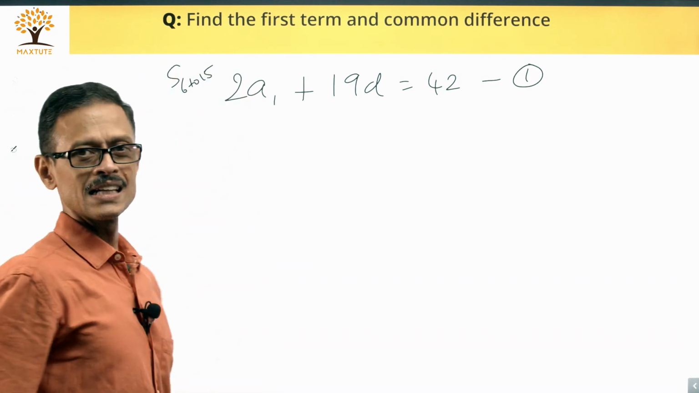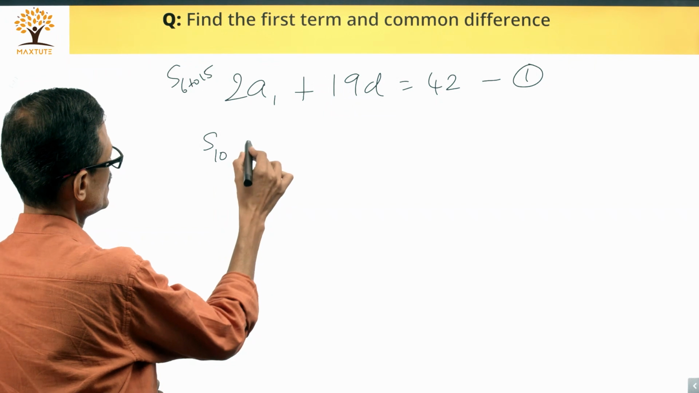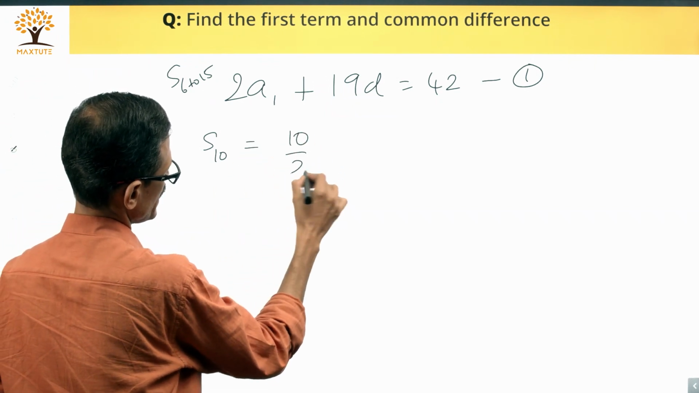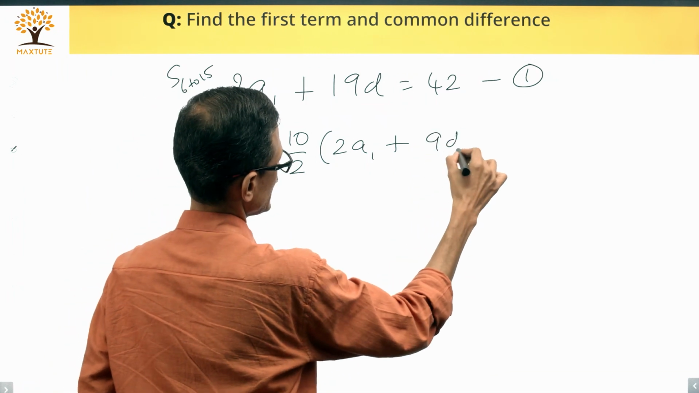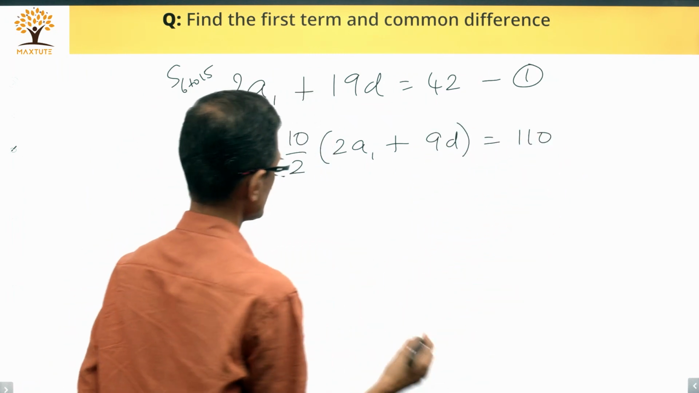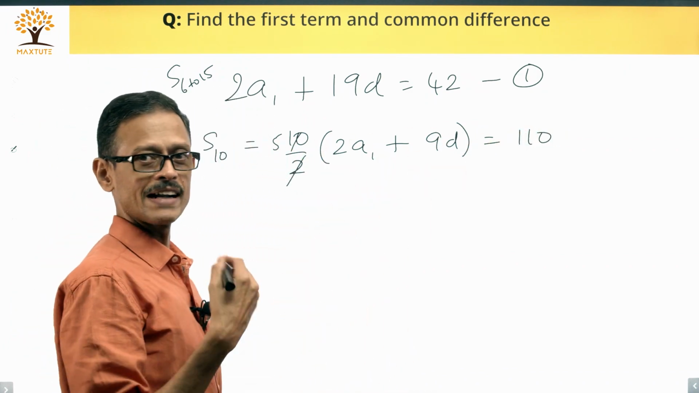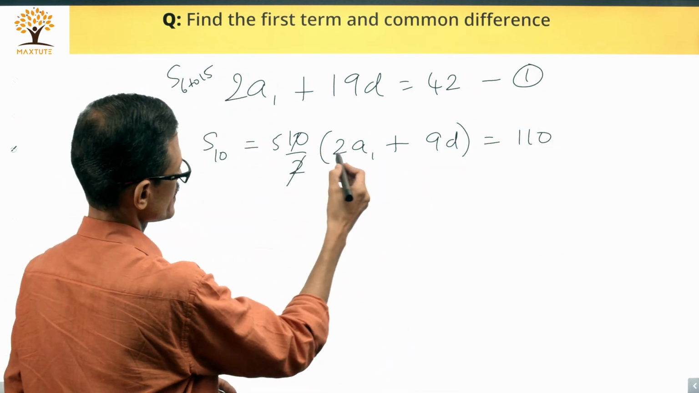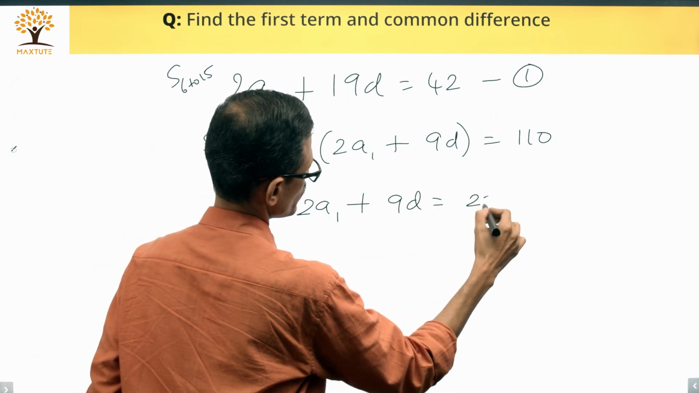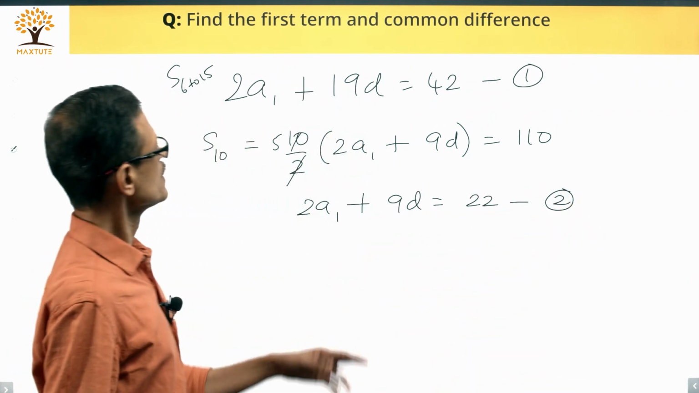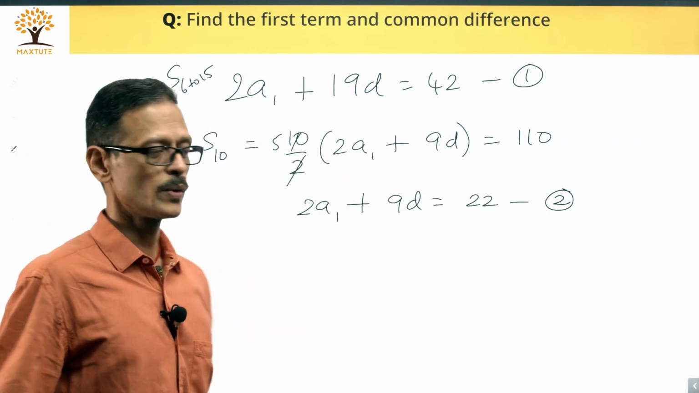Let us frame the second equation, which is the sum of the first 10 terms, a very straightforward equation in the sense S10 is equal to 10 divided by 2 into 2A1 plus n minus 1, which is 10 minus 1, 9D. This is equal to 110, cancels out to leave us with a 5. 5 will divide both sides of the equation by 5. So, 5 gets cancelled to leave us with 2A1 plus 9D is equal to 22, equation 2. 2A1 plus 19D is 42, 2A1 plus 9D is 22: 2 equations, 2 variables.